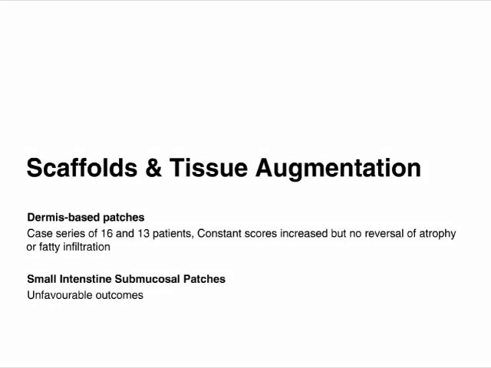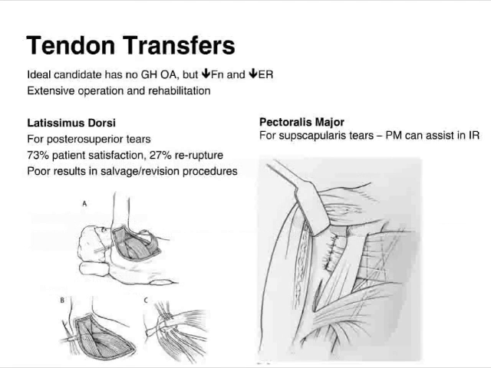Several tendon transfers have been suggested depending on which part of the cuff is involved. Ideal candidates for these are young people with good chances of healing, good quality tissues, and who have high functional demands. And of course, with no pre-existent osteoarthritis of the joint. They are extensive operations and do require a significant rehabilitation period.